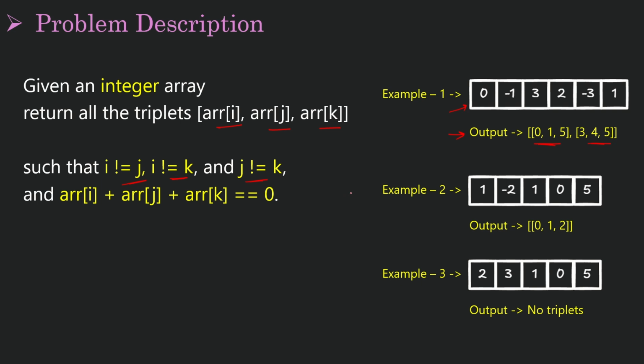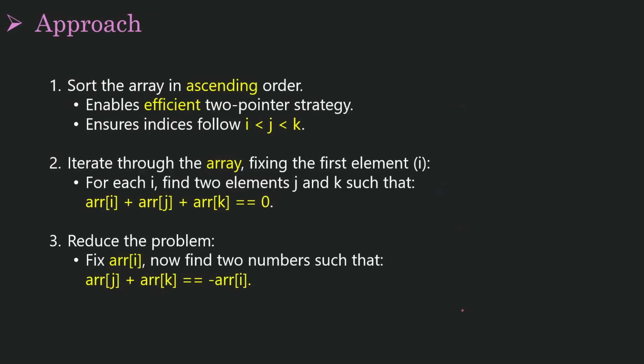Another example. If the array is 1, -2, 1, 0, 5, the only triplet is indices 0, 1, 2, because 1 plus -2 plus 1 equals 0. If the array is 2, 3, 1, 0, 5, there are no triplets that sum to 0, so we return an empty set. Approach. To solve this problem, we'll use sorting combined with the two-pointer technique.